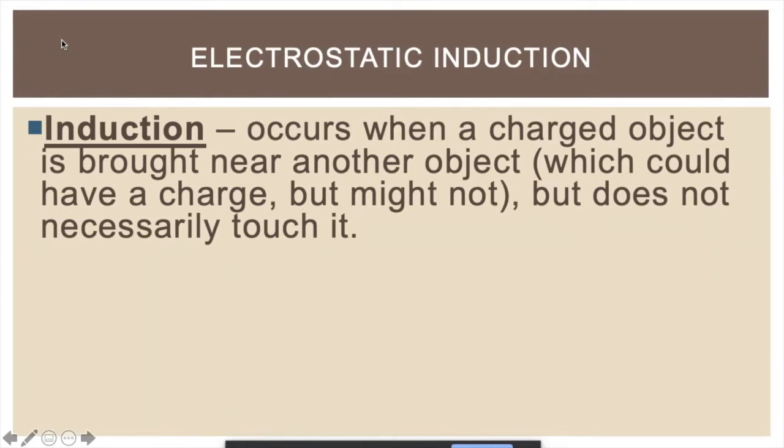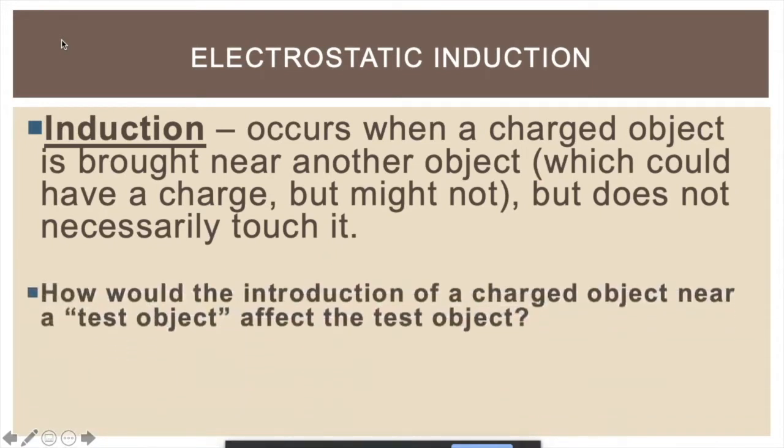So now the obvious question to ask here is, well, if there is no charge transferred, A, what actually happens? And B, why are we even talking about this then? Well, because it's more interesting than it looks. Obviously, the question here is, how would introducing a charged object near some other object, we'll just call it a test object, affect the test object? And the main idea here is that just because the objects are not touching doesn't mean nothing's happening.